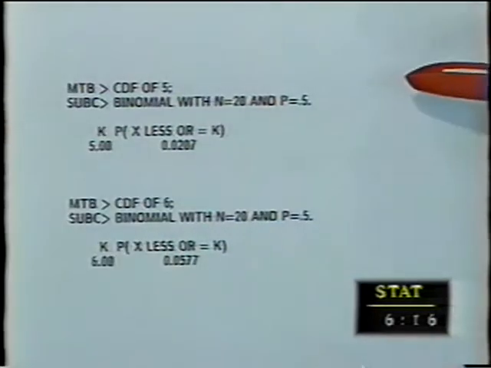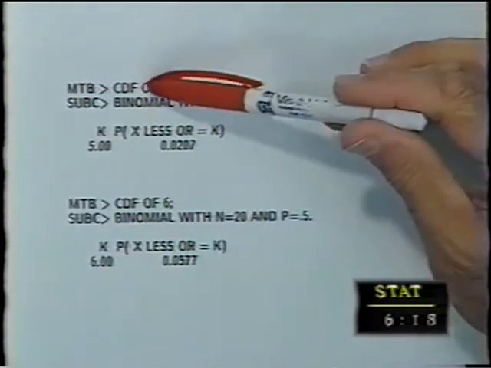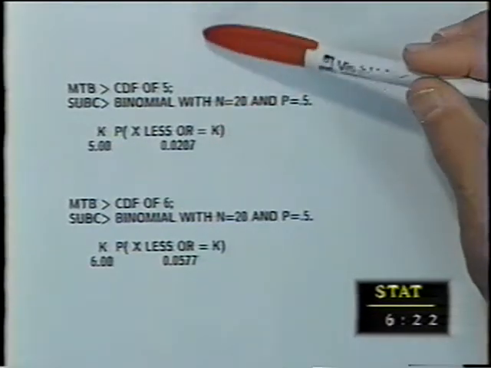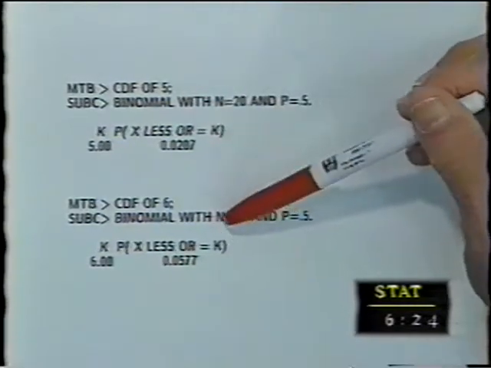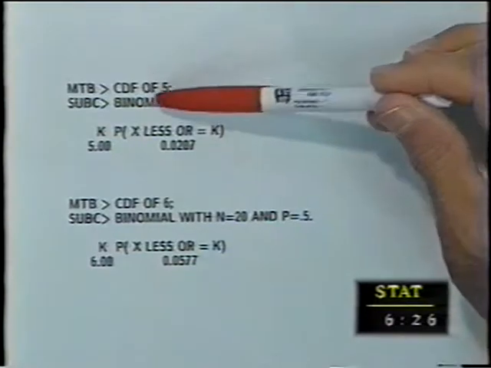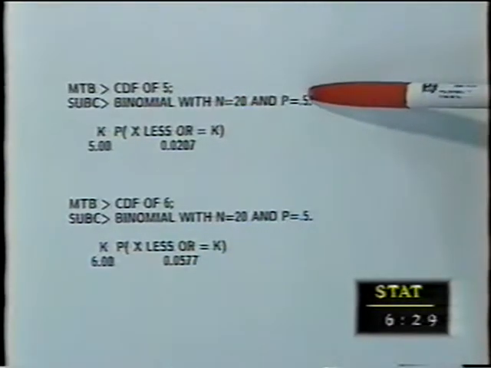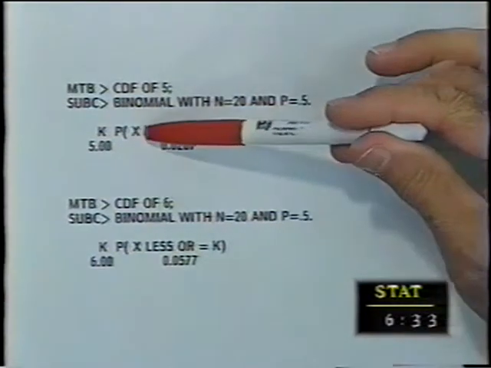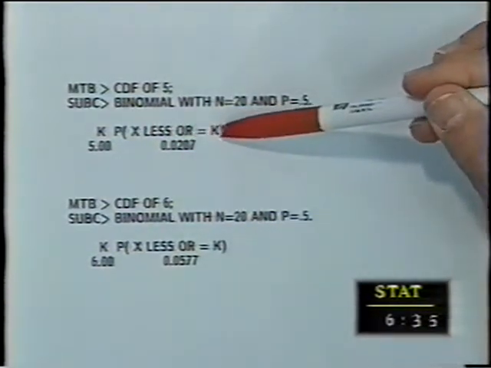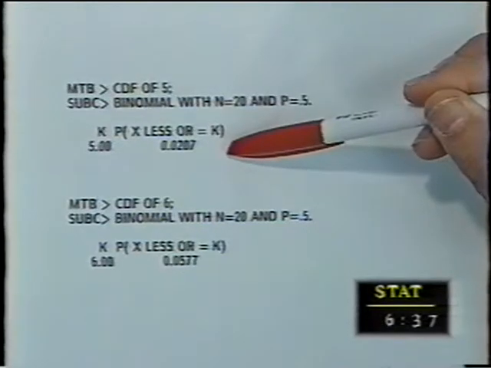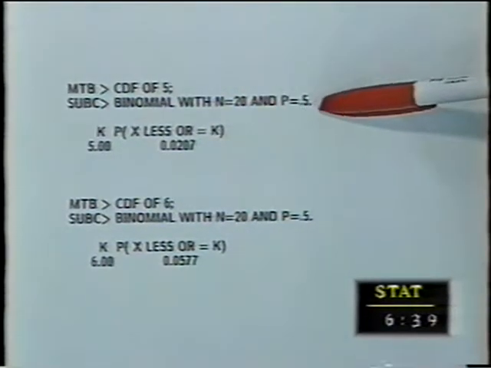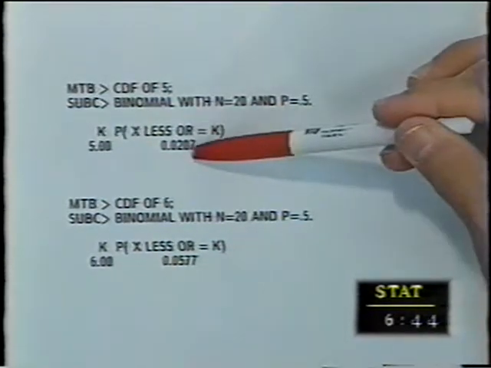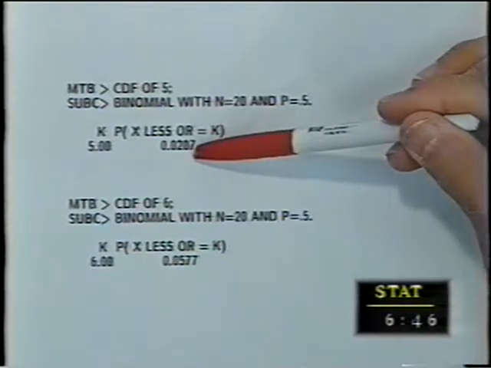Remember the sign test? We had to find the CDF, or the probability that x was less than or equal to some number. Well, this is how we do it. We don't actually find probabilities. We just say CDF of 5 binomial n 20 p .5. And it will give us the probability that x is less than or equal to k, where k is 5, for the binomial with an n of 20 and a p of 0.5. And it says that probability that x is less than or equal to 5 is 0.0207.